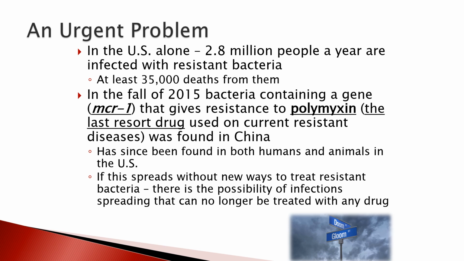Now, in the US alone, 2.8 million people a year are infected with resistant bacteria. Of that 2.8 million, 35,000 people die from that resistant bacteria alone. So, what works against this crazy antimicrobial resistant bacteria? And the answer is this: polymyxin. We've talked about it a little bit before.